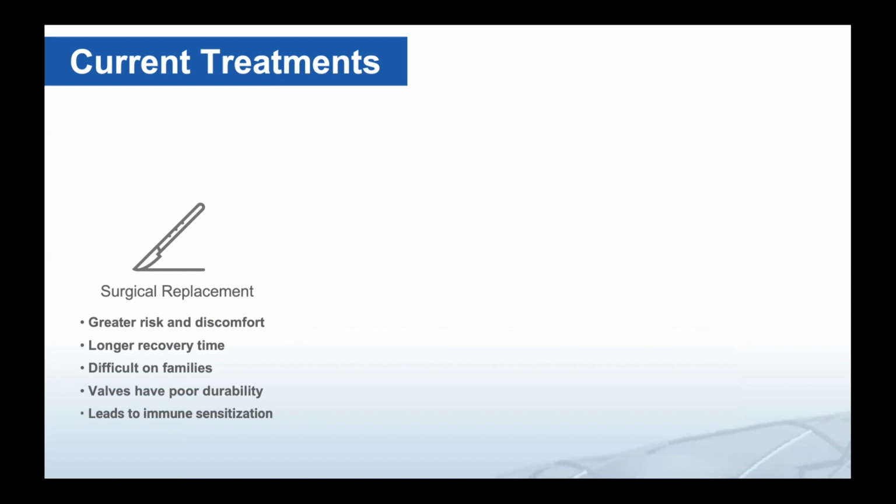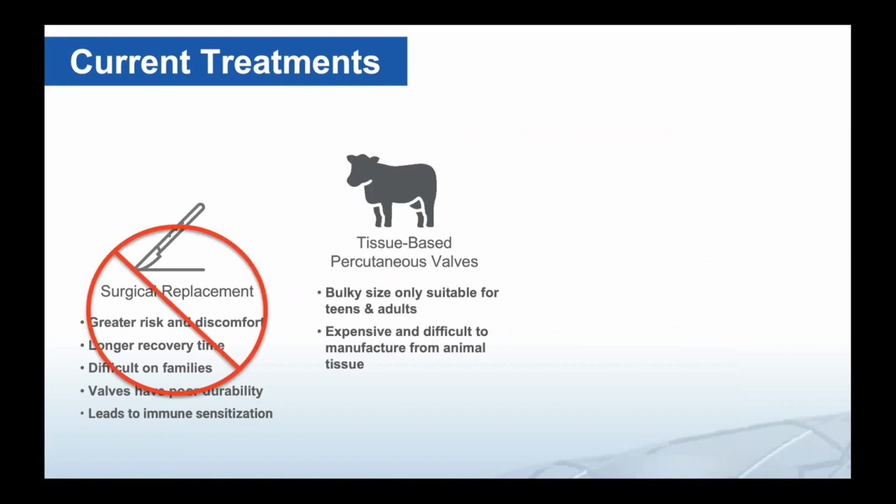And the valves have poor durability, and the whole process leads to immune sensitization. So is there a better way? Well, there's already a better way, and that's the transcatheter pulmonary valve replacement. So already there are animal tissue-based valves that, instead of being delivered by open heart surgery, are delivered by a minimally invasive procedure that is catheter-based. But there are still significant drawbacks.